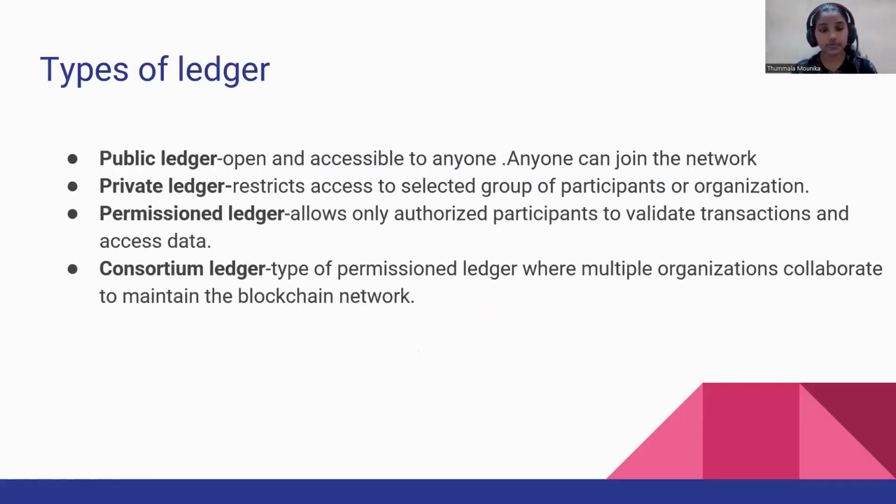Types of ledger. There are four types of ledger: public ledger, which is accessible and open to anyone, and anyone can join this network. Private ledger, which is only accessible by a selected group of participants or an organization. Permissioned ledger, which only allows authorized participants to validate and access the data. Consortium ledger, a type of permissioned ledger where multiple organizations collaborate to maintain a blockchain network.